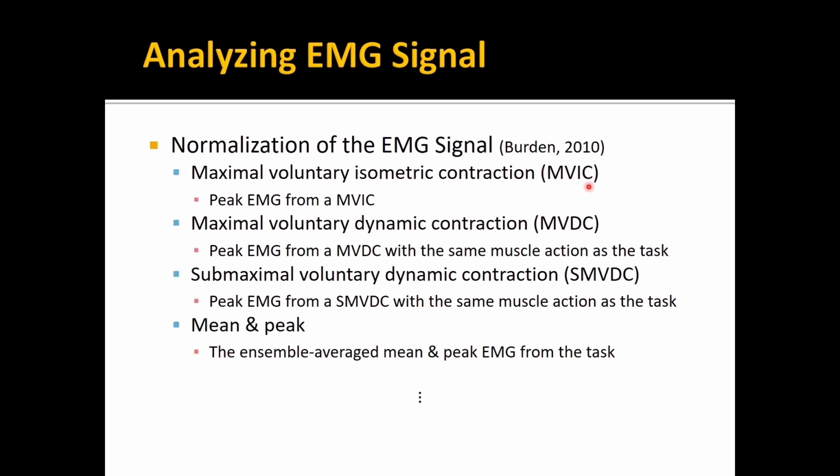However, this MVIC normalization may be somewhat inappropriate when the investigation requires dynamic contractions. In that case, we can use maximal voluntary dynamic contractions or submaximal voluntary dynamic contractions. For maximal voluntary dynamic contractions, MVDC, we can use the peak EMG value from the MVDC trial, with the same muscle action as the task. We can also use the peak EMG from a submaximal voluntary dynamic contraction with the same muscle action as the task. And you can use a mean or peak value of the EMG signal, such as the ensemble average mean or peak EMG from the task, for EMG normalization.